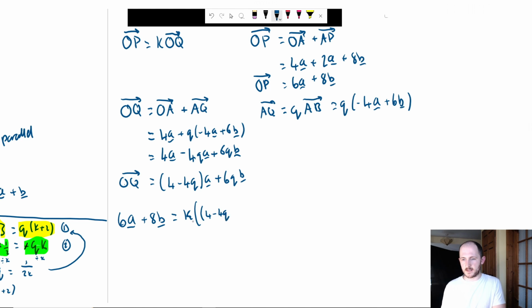If you notice, this is really, really similar to the question we did earlier today. And that's the kind of beauty of vectors. It's that the questions are really the same all the time.